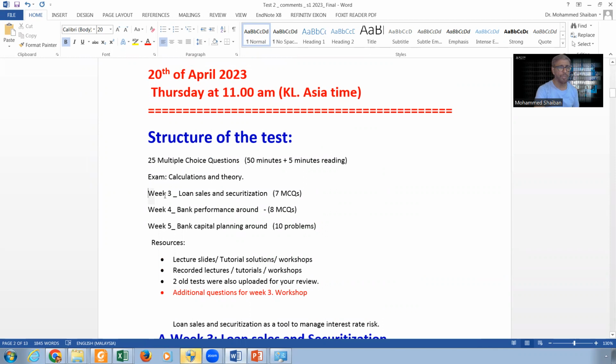But if you come to the structure, I tried to make it 7 questions for loan sales and securitization, which is week 3. Bank performance, 8 questions, and I think around 10 questions for the bank capital planning. So we are talking about 25 questions, and you have 50 minutes and 5 minutes for reading.